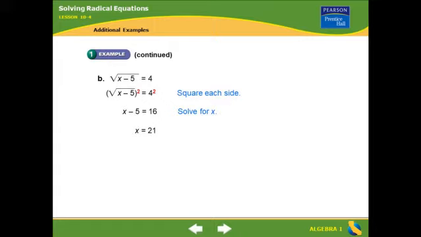Check that from the original equation. We're going to replace the value of x by 21 and then simplify. The square root of 21 minus 5 must be equal to 4. 21 minus 5 is the square root of 16, it must be equal to 4. And the square root of 16 is 4, so 4 equals 4. Since that is true, therefore 21 is a solution to this radical equation.